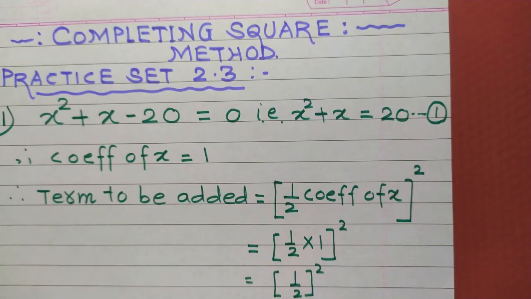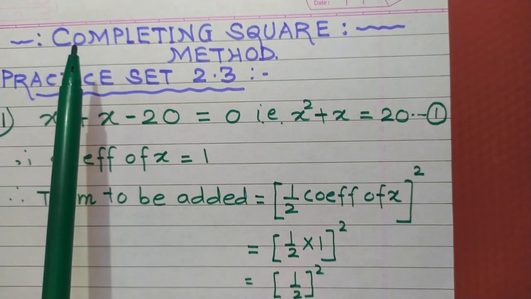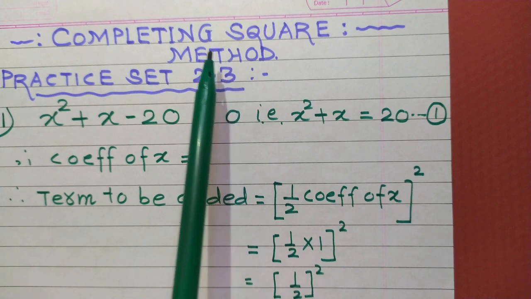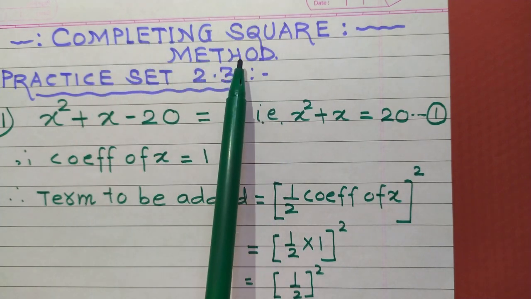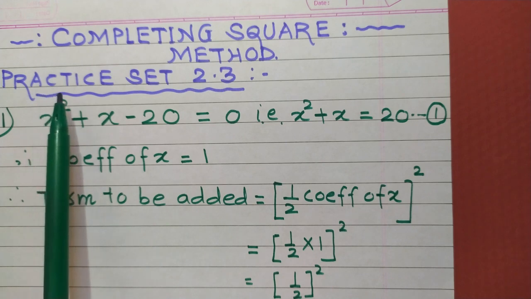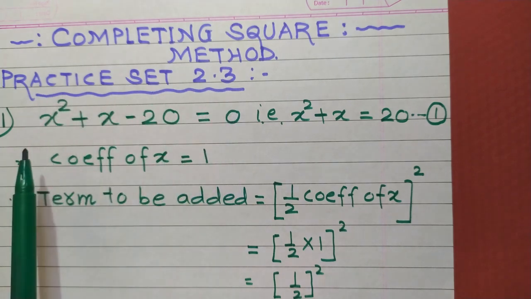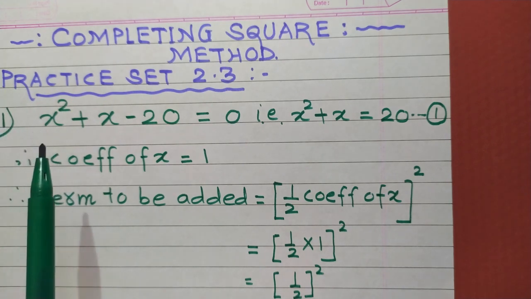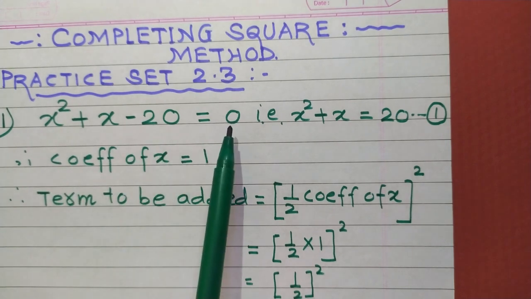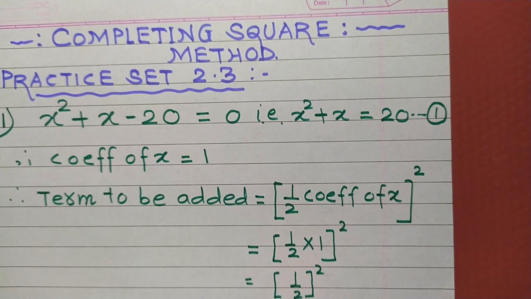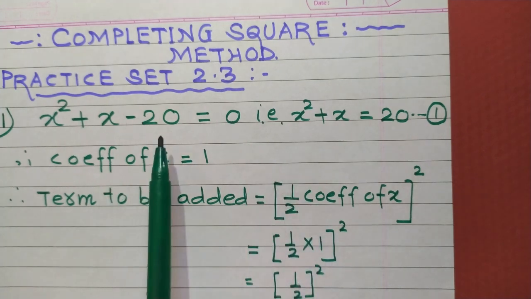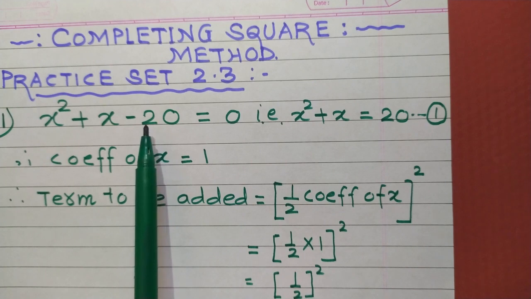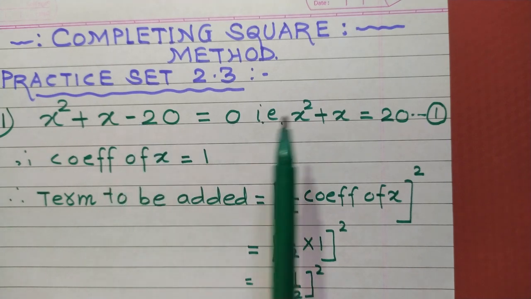Here we are with the second method of solving quadratic equations, and the name of the method is the completing the square method. For this method, we shall start with practice set 2.3. Here is the first example from practice set 2.3: x square plus x minus 20 is equal to 0. Therefore, we'll start solving by shifting the constant term from the left hand side to the right hand side.